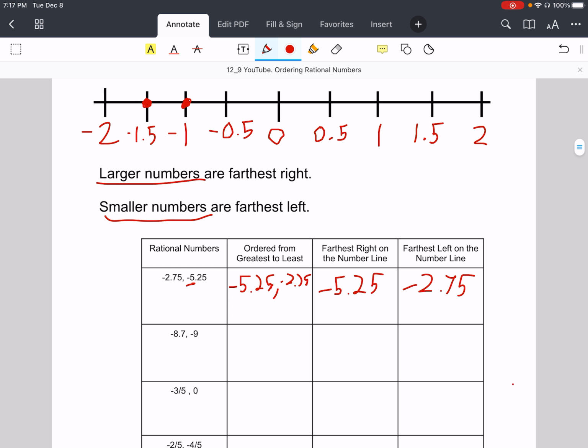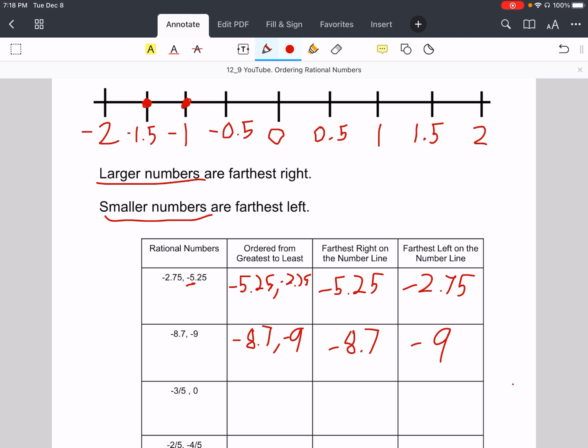Next one, negative 8.7 and negative 9. We know if we're going to the left, we're going to run into negative 8.7 first if we're going left. So that means that's going to be a little bit bigger than negative 9. So negative 8.7, comma, negative 9, because we're ordering them from greatest to least. Negative 8.7 is farther right than negative 9.